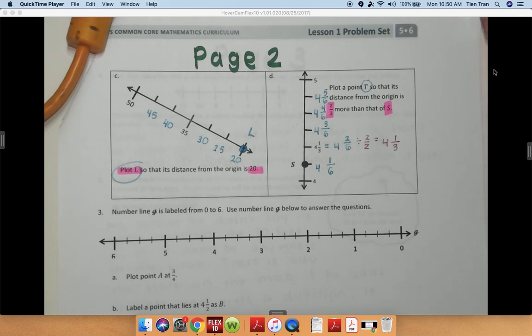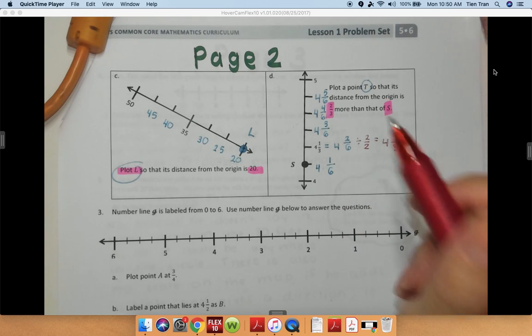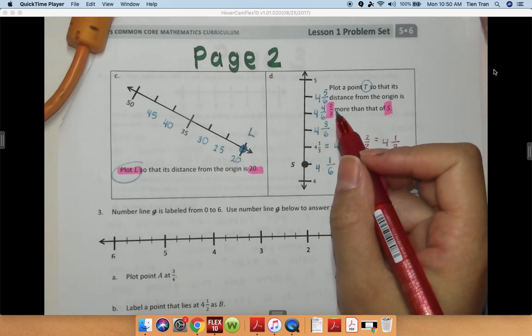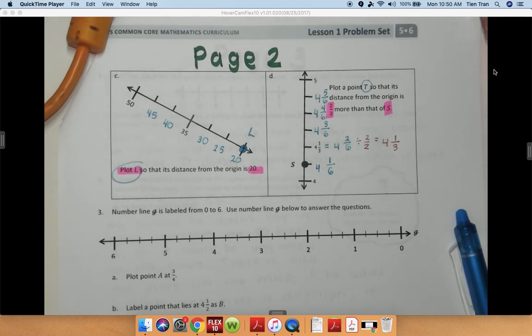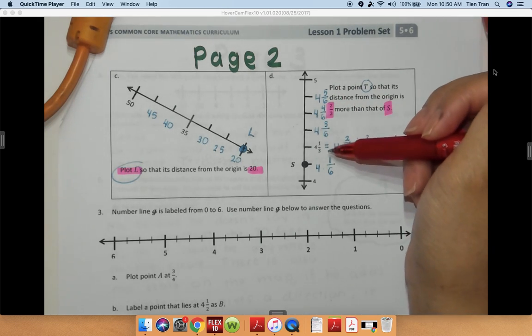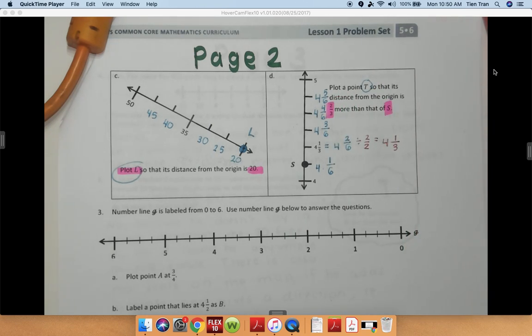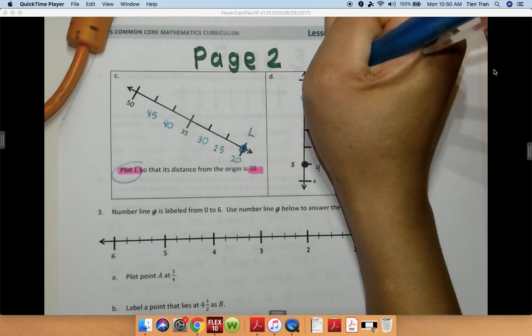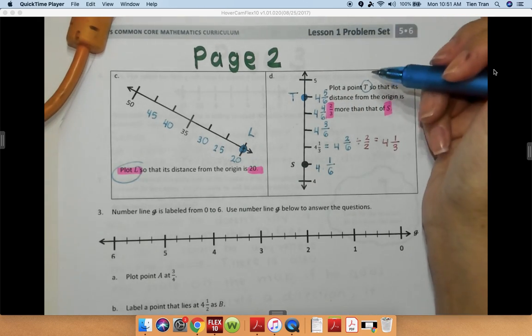So now that I figured out what each numerical number is, now I need to figure out where 2/3 is, okay? If I were to go 2/3 more than that of S, that's what they're asking me to do. I know 1/3 is right here, so if I were to go 2/3, my point T is going to be right here. Okay, and how did I figure that out?